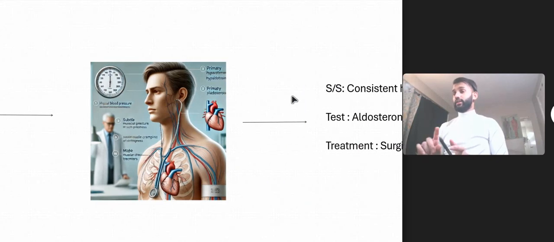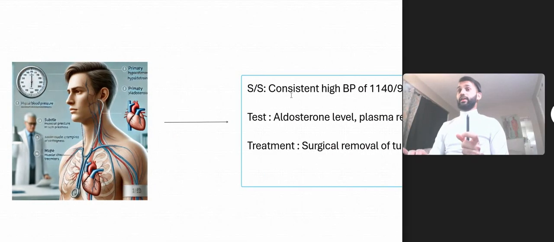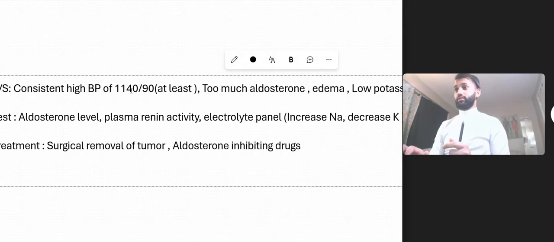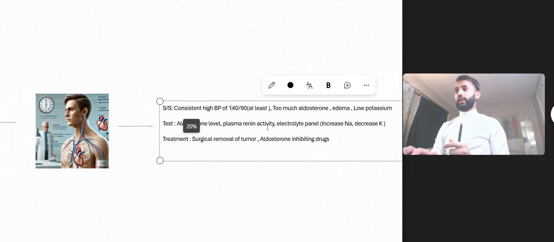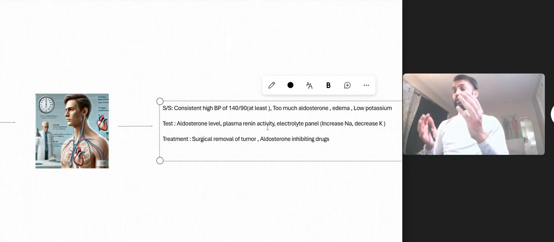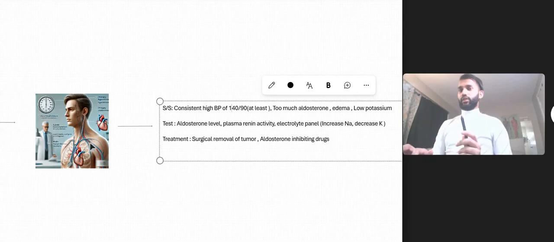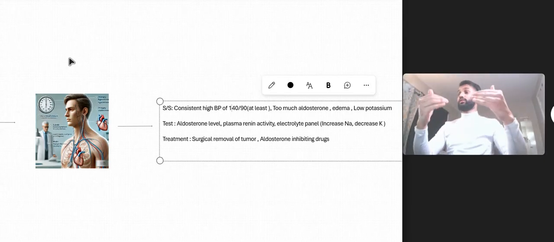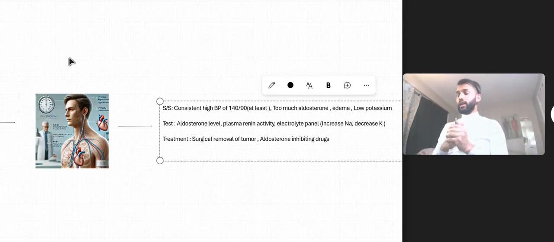So we talked about this. I just created this artificial image where we're saying that we will have a consistent high blood pressure of 140, at least for the systolic, and for the diastolic, at least 90. So what I'm trying to show you in this picture is the increase in blood pressure, which makes sense because there's too much sodium, too much water retention, too much blood volume, too much blood pressure. You can see edema as the result of the fluid retention.